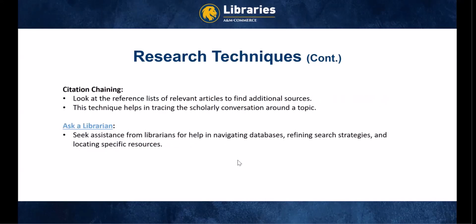And the other technique is citation chaining. You know that at the end of scholarly articles, we always see a list of references. So look at the reference list of articles relevant to your research topic. It can be helpful to find additional sources. I always do that. Whenever I don't find enough resources, I go to the reference list of the articles I already found and look at them and see that, oh, this is good, and I'll go and find them and use them. And these techniques help us in tracing the scholarly conversation around the topic, as I told you.